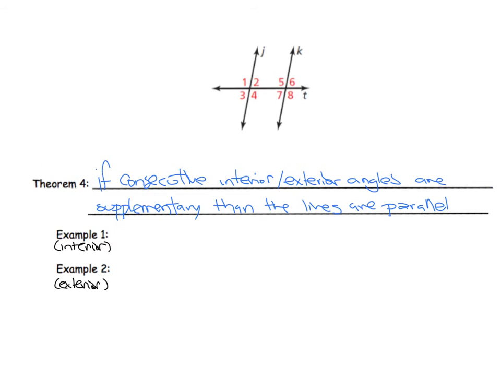And the final theorem here is about consecutive angles. If consecutive interior or exterior angles are supplementary, then the lines are parallel. Let's give an example of an interior situation of consecutive angles. That would be inside of the parallel lines on the same side, so angle 2 and angle 5. As long as they add up to 180, then those two lines would be parallel. The exterior example could be angle 3 and angle 8. If those two were to add up to 180, then those two lines would be proven to be parallel.